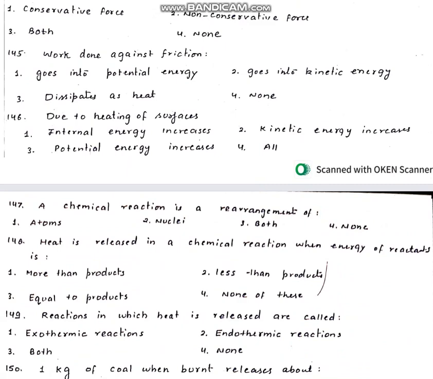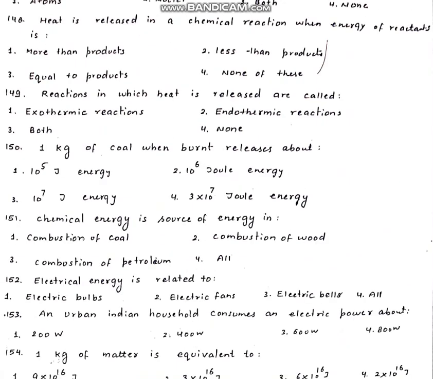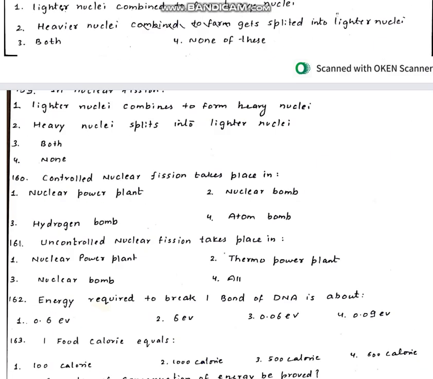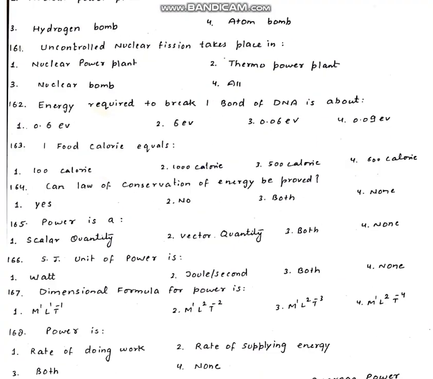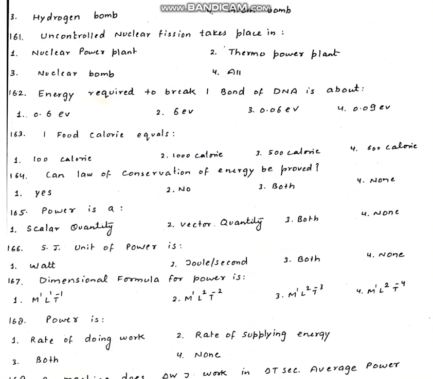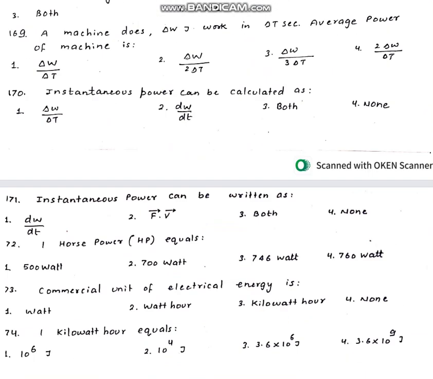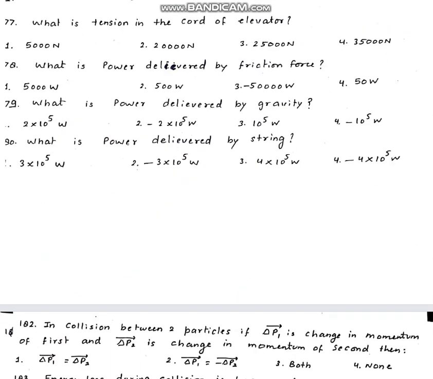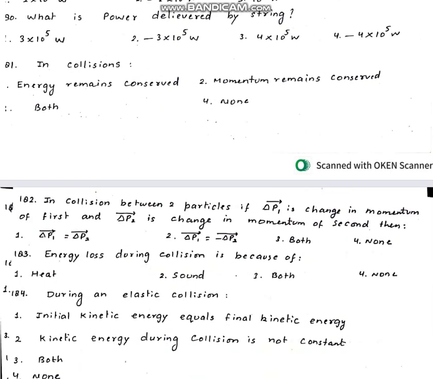Then there are certain questions on friction, then work done against friction, then the concept of chemical energy, then electrical energy, nuclear fuels. Then we have energy required to break bonds of DNA. Then we have concept of power, SI unit, instantaneous value, initial value. Then we have a question based on acceleration, force, tension, power, etc.